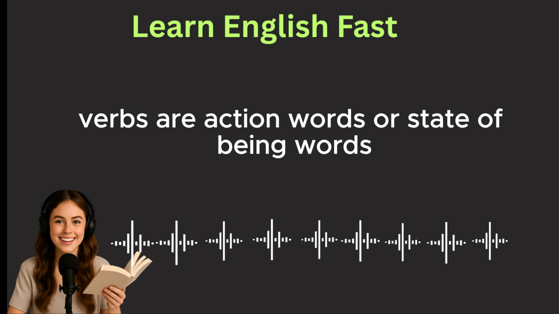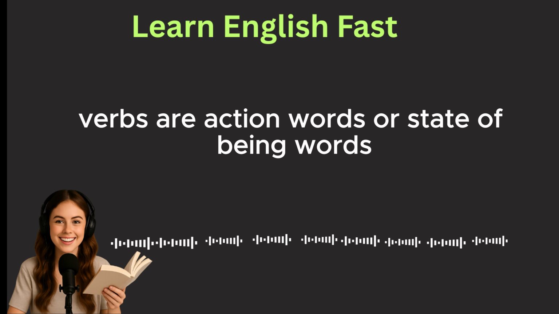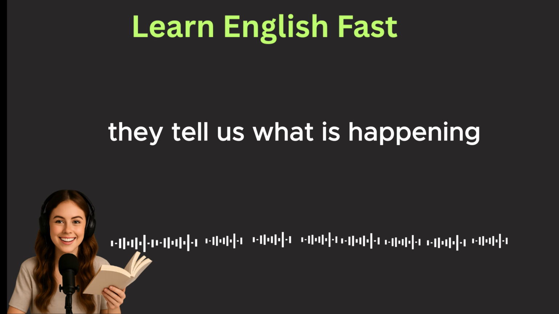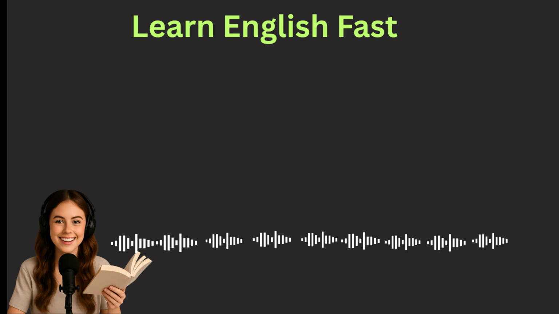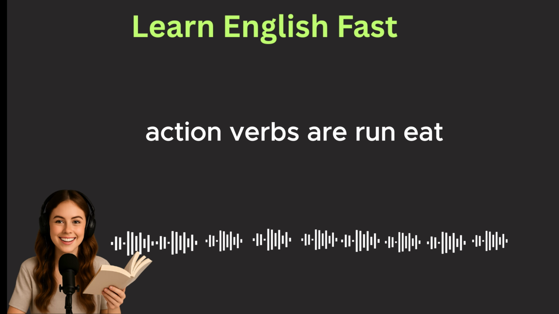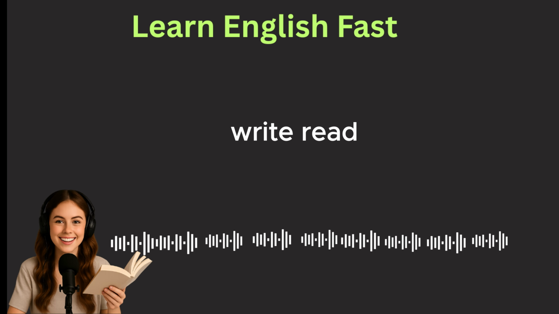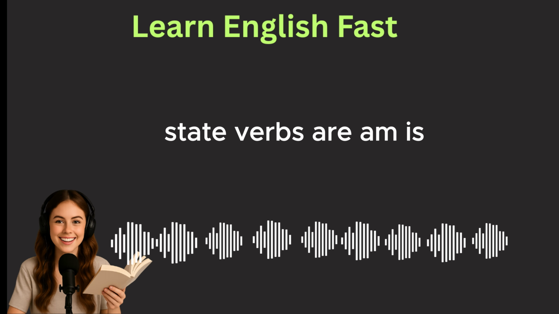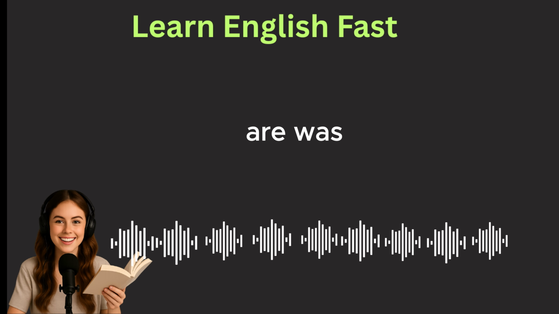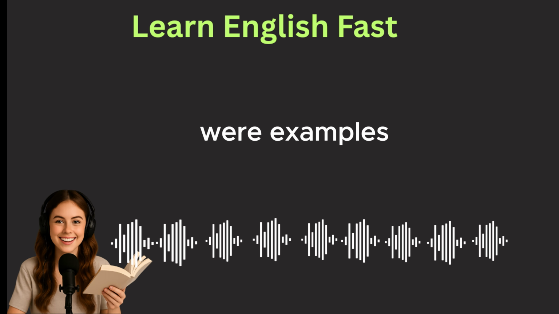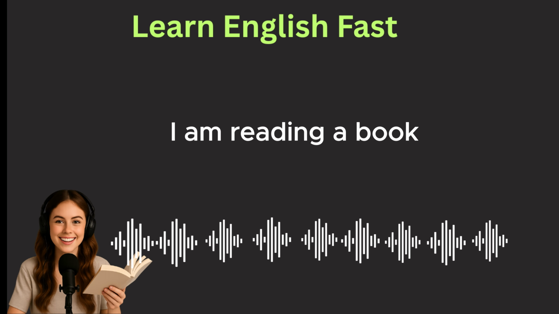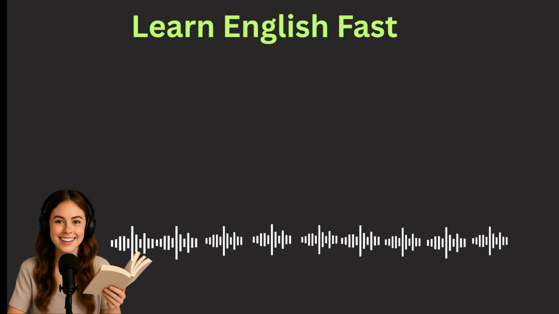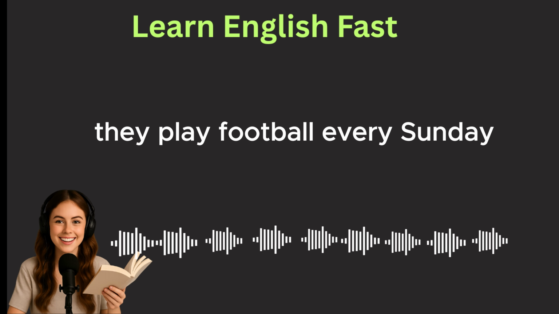Verbs. Verbs are action words or state of being words. They tell us what is happening. Action verbs are run, eat, write, read. State verbs are am, is, are, was, were. Examples. I am reading a book. They play football every Sunday.